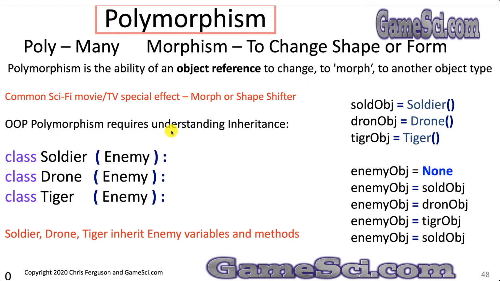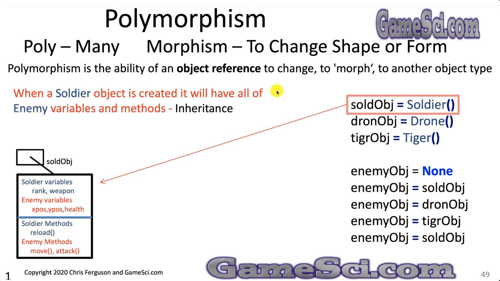In OOP, polymorphism requires understanding inheritance. It's very important to understand that polymorphism requires doing inheritance. Soldier inherits, drone inherits, Tiger inherits. Soldier, drone, and Tiger all inherit enemy variables and methods, and that is a necessary element to do polymorphism. When a soldier object is created, it will have all the enemy variables and methods. That's inheritance. Soldier object equals new soldier. Soldier object is a reference to this soldier object, and you can see the soldier variables and methods are in there, but the inherited enemy variables and methods are also in that same object.